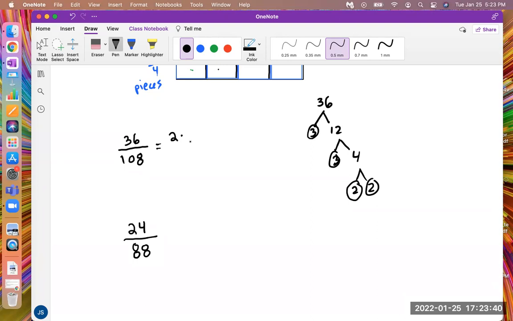I feel like it's like the DNA of a number, because no matter how you break it down, those are the same. You're going to get the same numbers whenever you prime factor something. So it's 2 times 2 times 3 times 3. And I think that's some confusion for students.